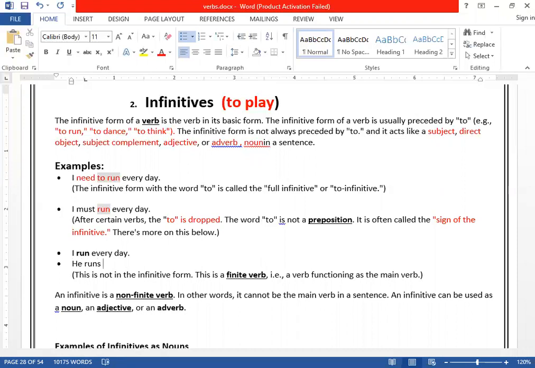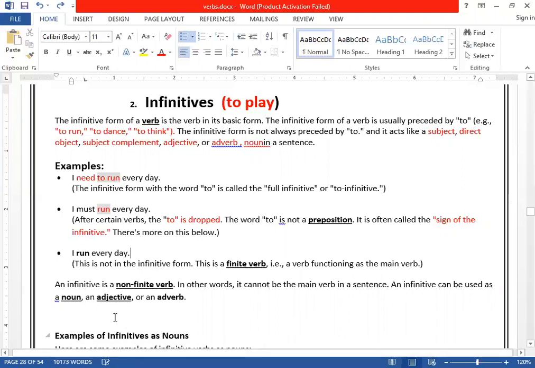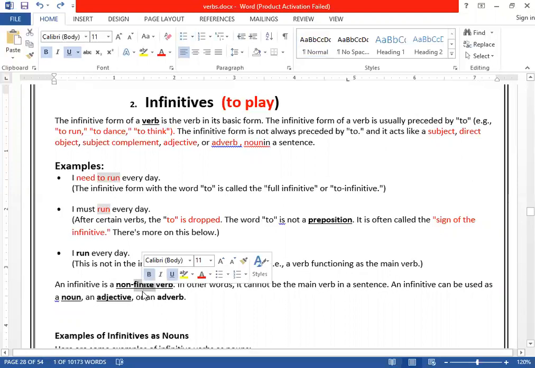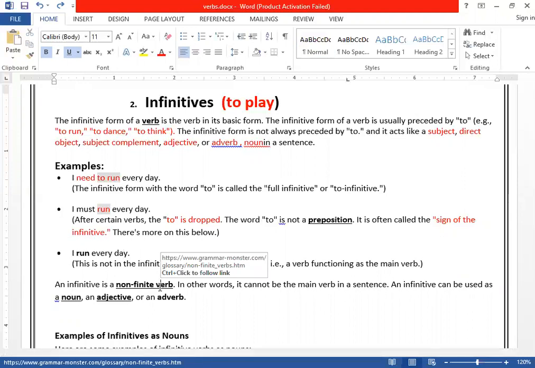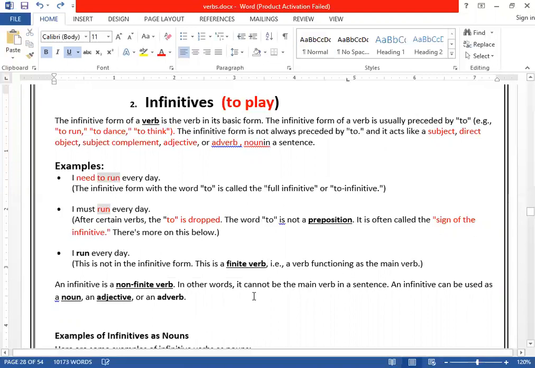Yesterday we had studied it. If you did not understand, you can watch a video on gerund, finite and non-finite verbs. Clear? We already have uploaded that on YouTube. All right, now we want to come up here. An infinitive is a non-finite verb. Infinitive is what? It's non-finite, because non-finite verbs, yesterday we studied, have how many types? 3 types. Number 1, gerund. Number 2, infinitive. Number 3, participles. Clear? Very good. In other words, it cannot be the main verb in a sentence.